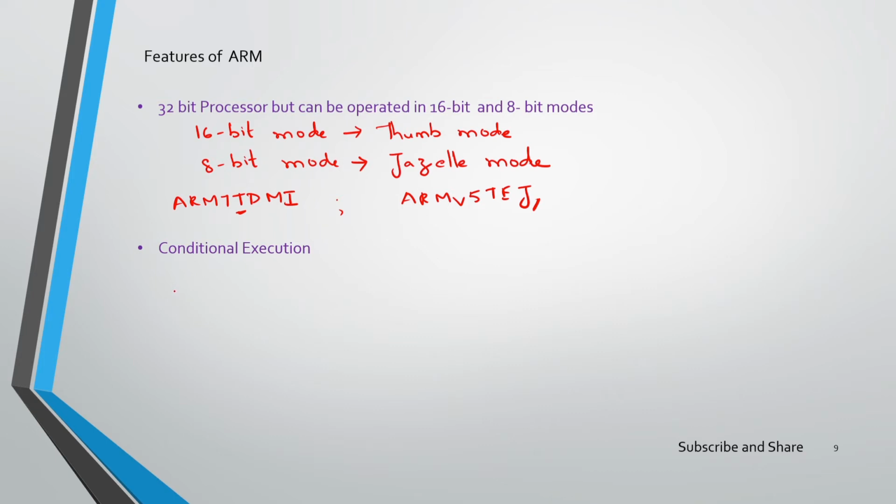Next, conditional execution. Now this is a very important feature of the ARM processor. The instructions get executed only when a condition is met. Instructions are executed only when the given condition is met. This can be understood with an example.